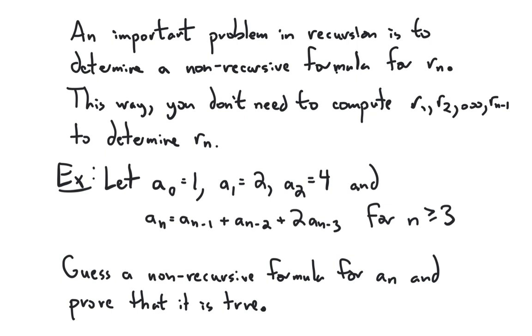So let's say we have our initial terms, a0, a1, and a2. So a0 is 1, a1 is 2, a2 is 4. And the recursion relation is a 3-step one. So an is the sum of an minus 1, an minus 2, and 2 times an minus 3 for any term a3 or greater in index. So when n is greater than or equal to 3.